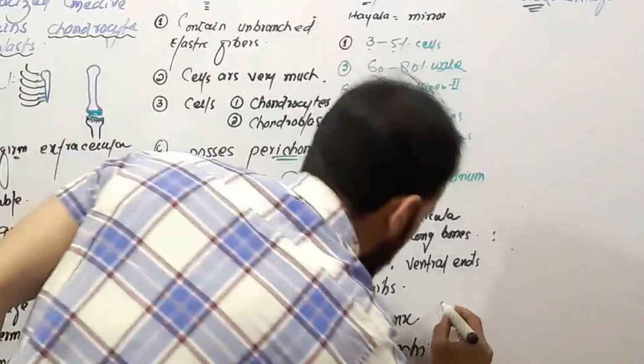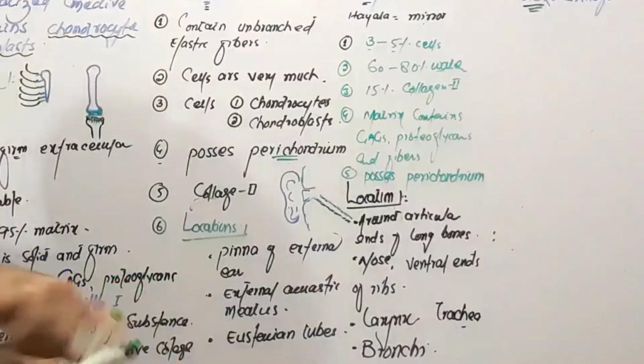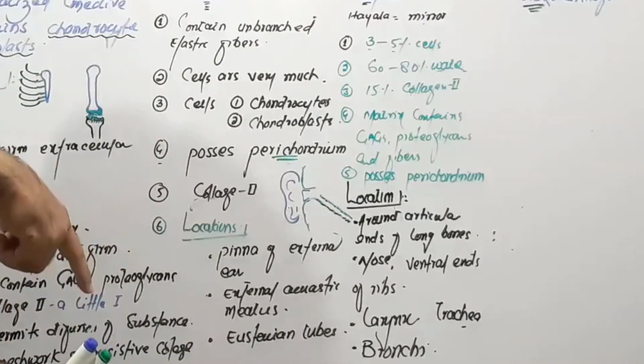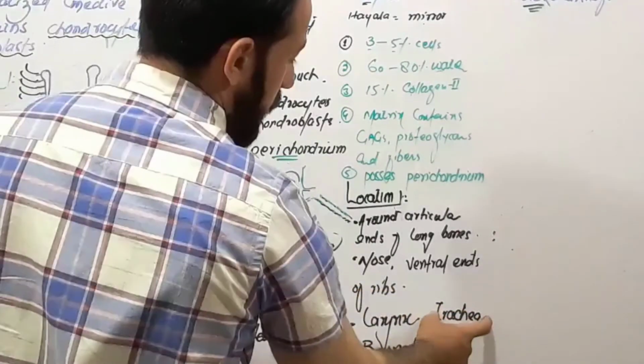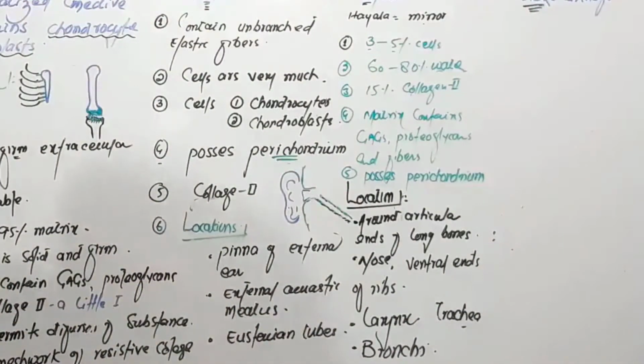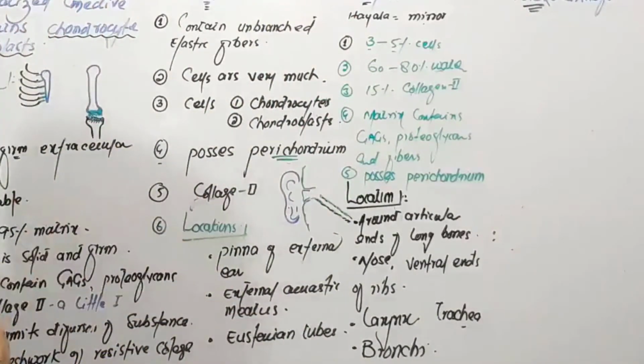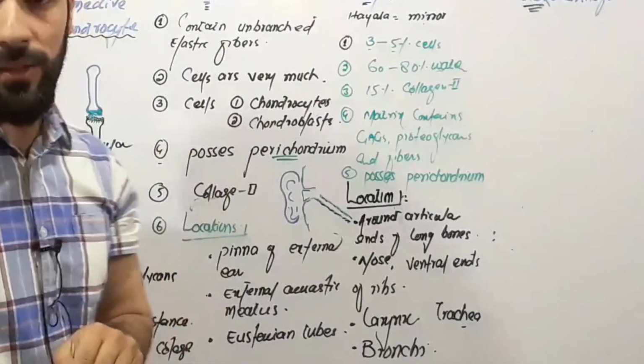One thing more, trachea. In the trachea you have the cartilaginous rings, you know, incomplete cartilaginous rings are there. Those incomplete cartilaginous rings in the trachea are made up of hyaline cartilage. Clear? So these were the two types of cartilages that we discussed and their locations. Now let's go towards fibrocartilage.